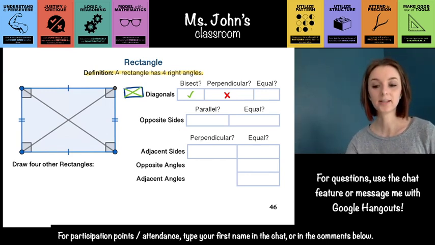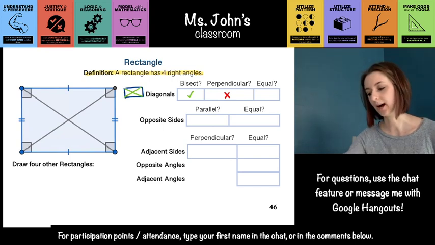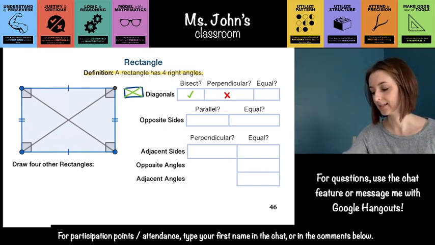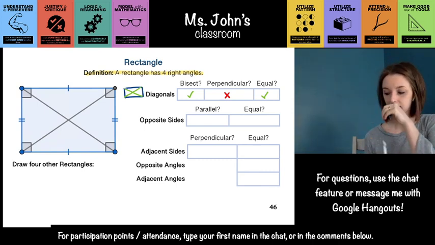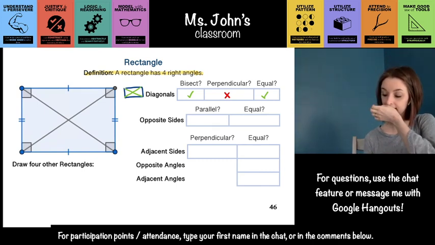They are, however, equal in length. So no matter how long and skinny your rectangle is, or I guess it could be back to a square too, they are definitely equal.